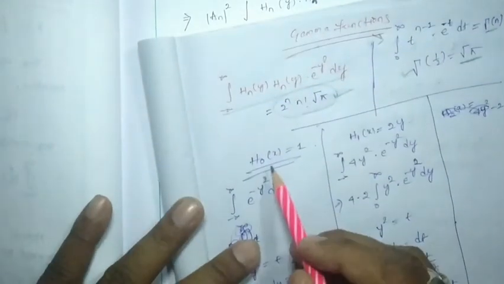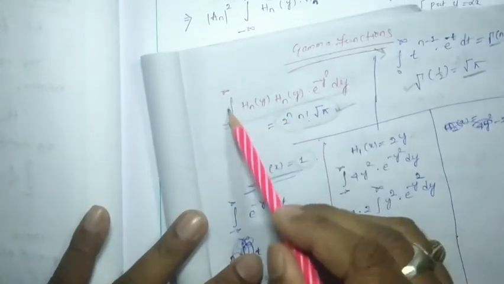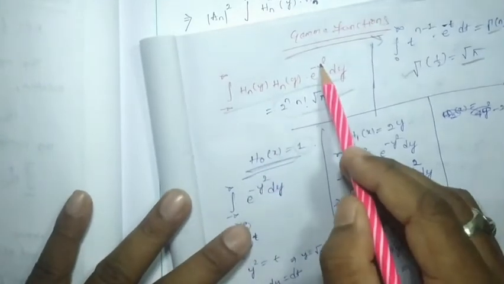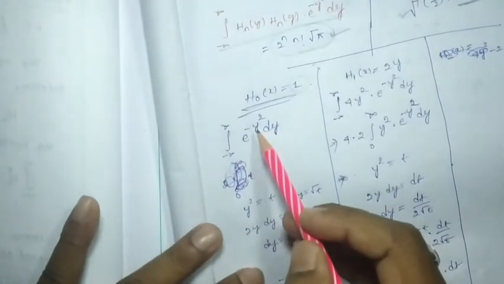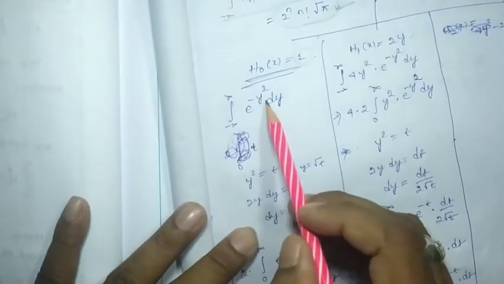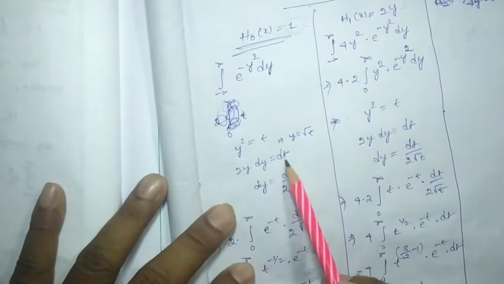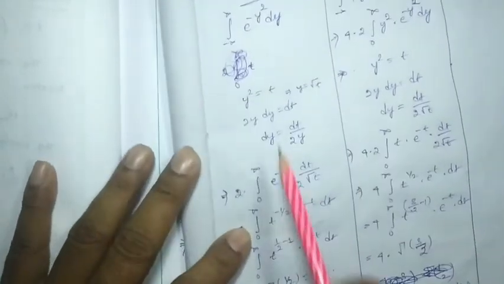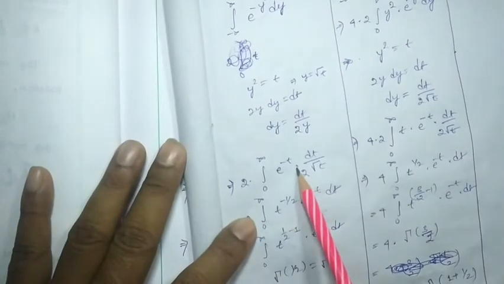First we have to take h0(x). What is the value of h0(x)? 1. So here I am going to put h0(x), then 1 into 1 will be 1, and e to the power minus y square dy. So this is an even function. Even function means it can be written as 2 times the integral from 0 to infinity. Okay, so here we consider y square as t. So 2y dy equal to dt, and dy will be equal to dt by 2y, and y will be root over of t. As this is the even function, it can be written as 2 into the integral from 0 to infinity of e to the power minus t into dy.